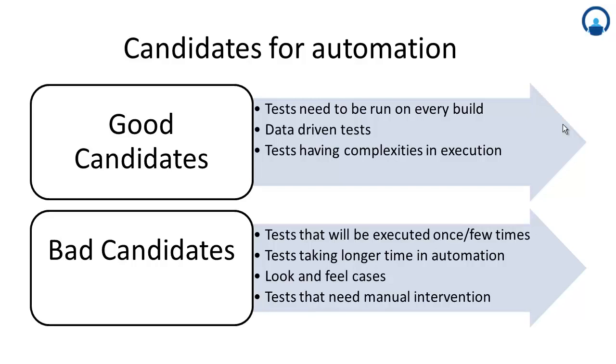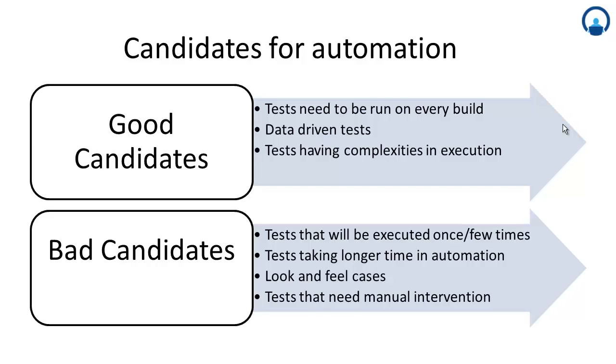Now we are gonna see what are bad candidates. The first is a test that will be executed once or few times. Like suppose, as I said earlier, there are no builds coming up. There's only one single build. Then that test case will be executed only once. Then there's no use of automation if it doesn't have to be executed again and again. Second is tests that take longer time in automation.